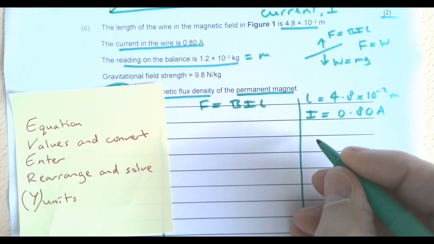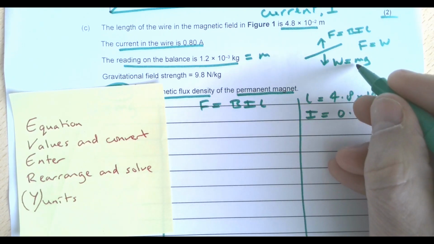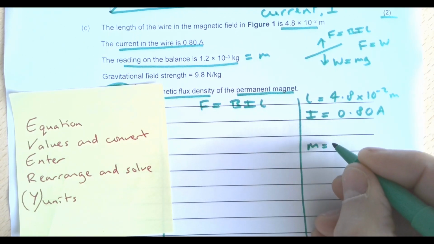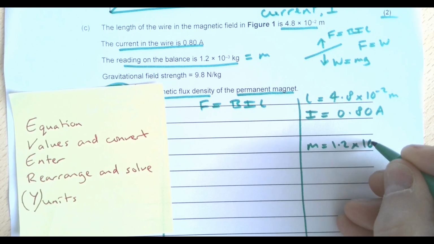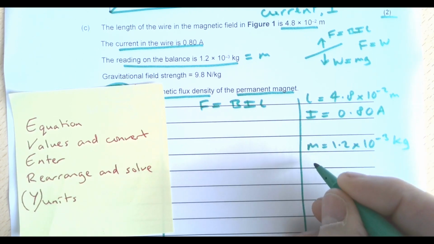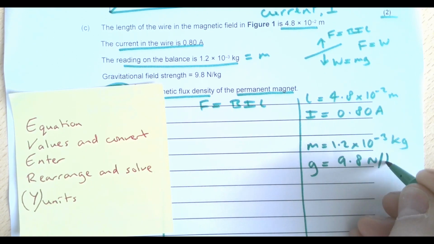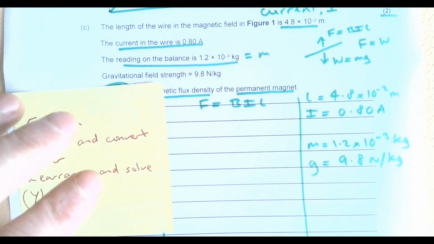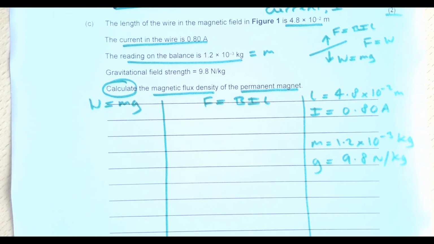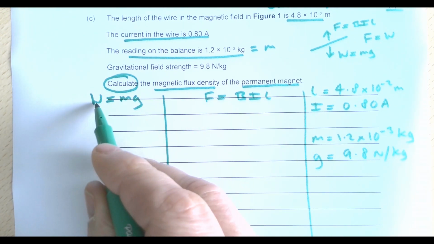I'm going to leave those for a minute. I'm going to put a little gap here because I'm now looking at the mass and the gravity. So I've got m is equal to 1.2 times 10 to the minus 3 kilograms, and I've got g is equal to 9.8 newtons per kilogram. So no conversions at all in this one. Okay, so hopefully I can see why it's worth 5 marks, why it's worth a bit more. And that's because I've got to find the weight again over here.